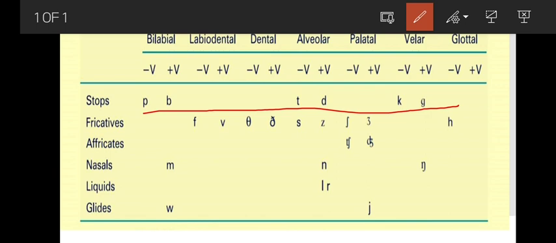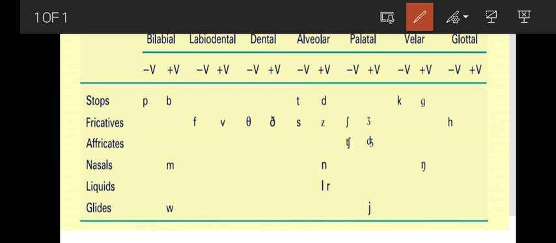Actually, I wanted to give you an example of why we are discussing this, because T is alveolar and S is alveolar. So how do they differ from each other? Remember, all phonemes are different from each other. They differ in manner of articulation. So we are going to discuss fricatives.